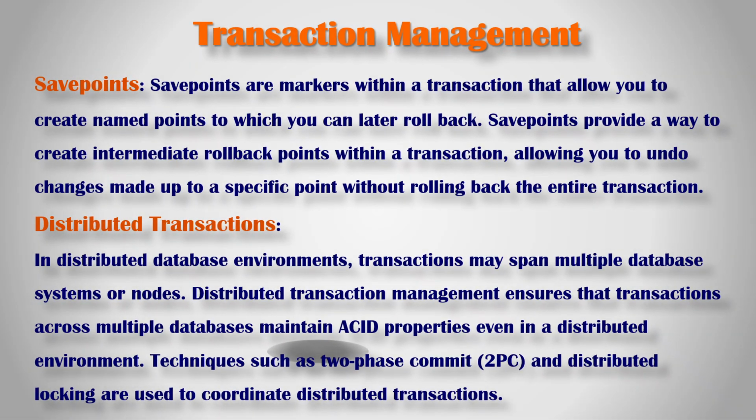Save points. Save points are markers within a transaction that allow you to create named points to which you can later roll back. Save points provide a way to create intermediate rollback points within a transaction, allowing you to undo changes made up to a specific point without rolling back the entire transaction.